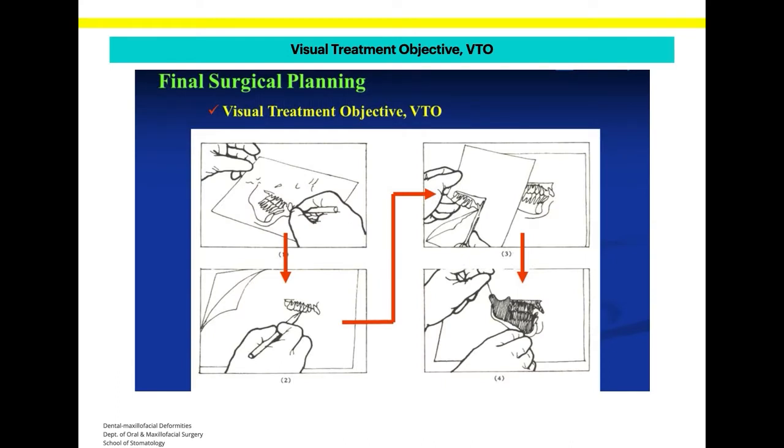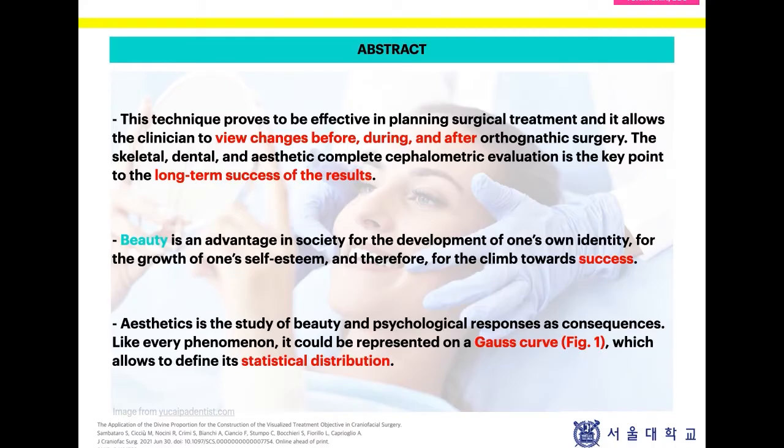Visual treatment objective, VTO, consists of a pre-visualization of an objective in order to make the desired changes for the individual patient. The result can thus be visualized and pre-evaluated rather than just imagined by the mind's eye. This technique proves to be effective in planning surgical treatment, and it allows the clinician to view changes before, during, and after orthognathic surgery. The skeletal, dental, and aesthetic complete cephalometric evaluation is the key point to the long-term success of the result.